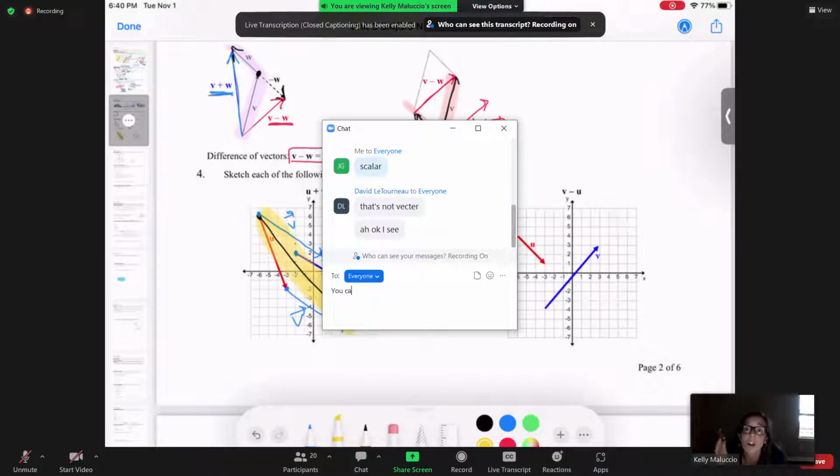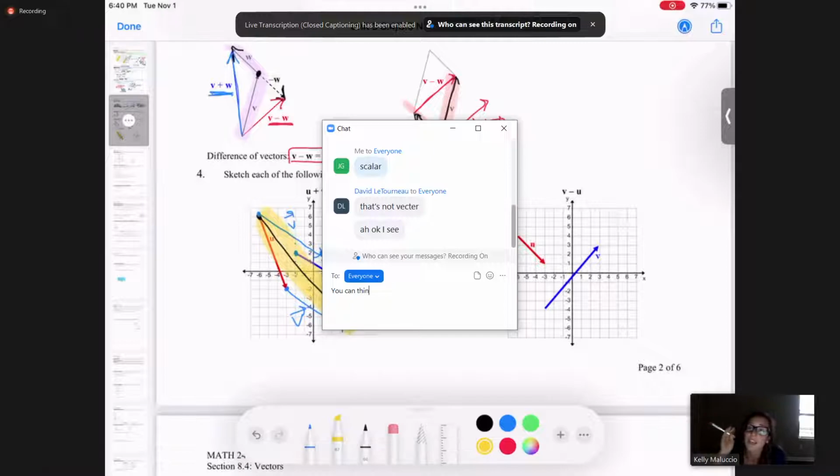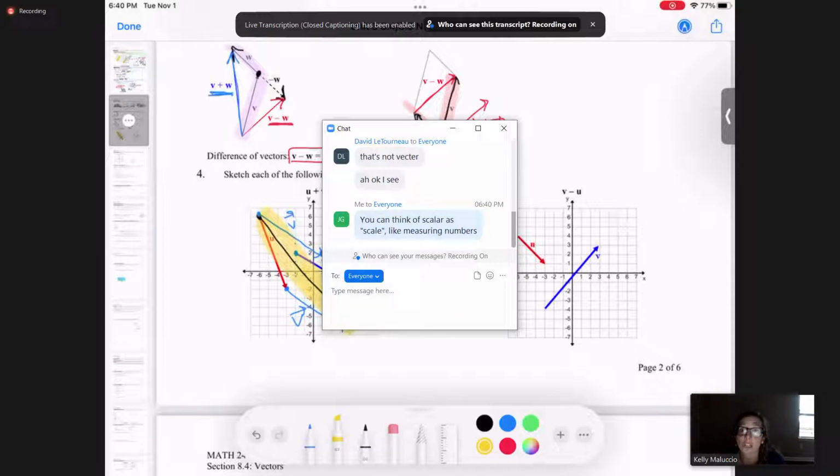But if I say I'm going to walk 100 feet north, but then 12 feet southwest or something, you're going in different directions. So if you want your answer to be a vector, you cannot just add the numbers. Yeah, and Joseph is right. You can think of a scalar like scale that's measuring numbers.